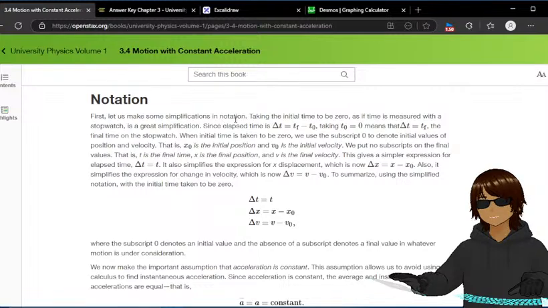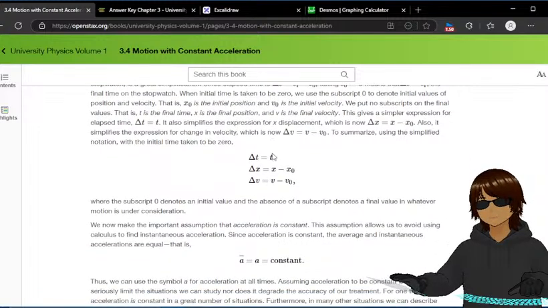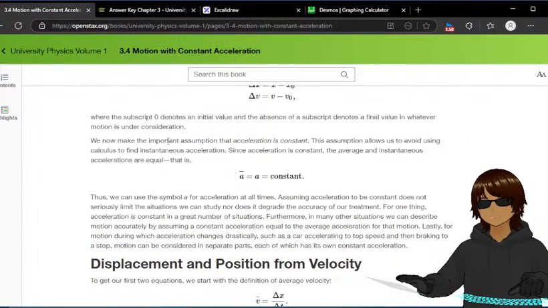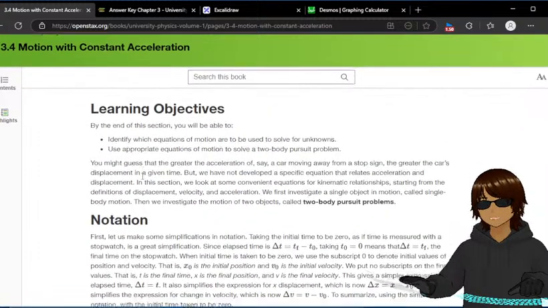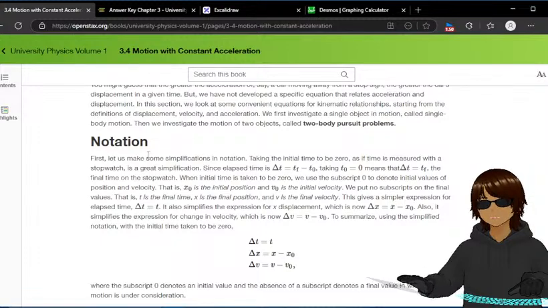First, let us make some simplifications in notation. Taking the initial time to be zero, as if time is measured with a stopwatch, is a great simplification. Since time elapsed is delta t, taking t naught as zero means delta t is t final. Right. So we have delta t, delta x, and delta v. To summarize, using the simplified notation with the initial time taken to be zero, we have all this. We make an important assumption that acceleration is constant. So what exactly are we trying to figure out? Motion with constant acceleration.